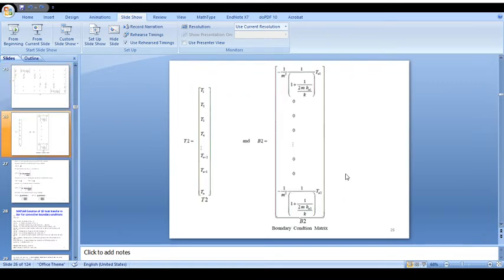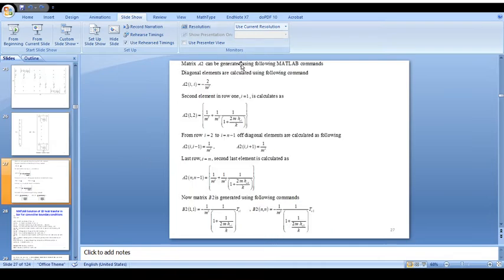So this is the boundary condition matrix. In this boundary condition matrix, you are getting the temperature at the left hand side boundary, and this is the temperature on the right hand side boundary, and it is due to the convective flux being there. Now in the same way the matrix can be regenerated again.